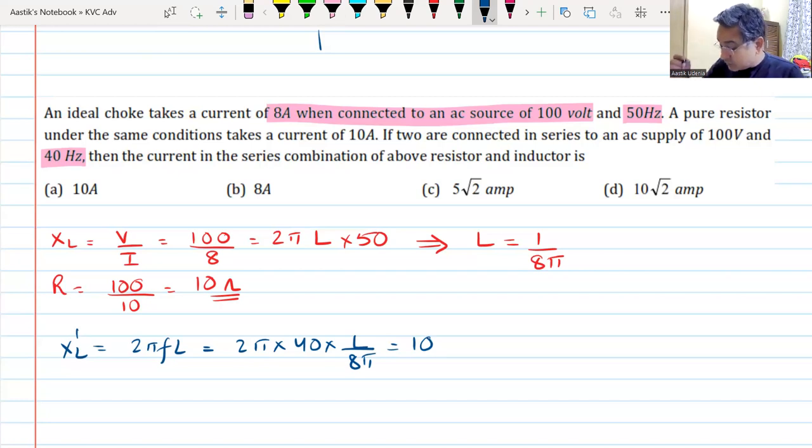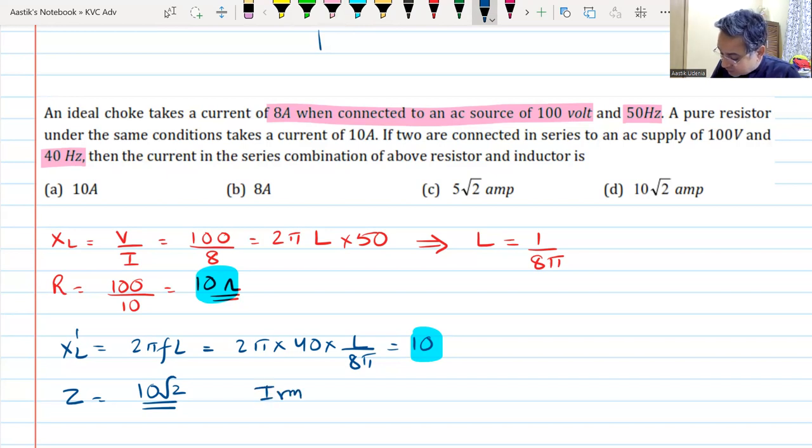Again, I told you that once as a point. If this is coming as 10, you can bet that the other one is going to come as 10. The impedance of this circuit becomes square root of 10 square plus 10 square, which is 10 root 2. And then you can get your answer, the current.